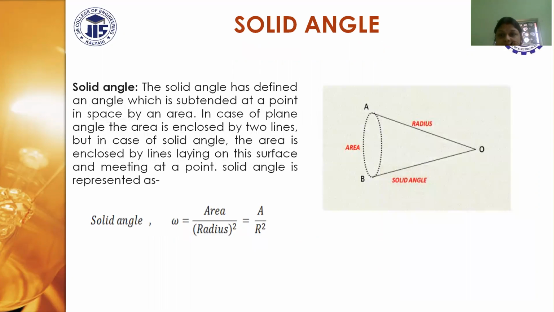Next, solid angle. The solid angle is defined as an angle which is subtended at a point in space by an area. In case of plane angle, the area is enclosed by two lines, but in case of solid angle, the area is enclosed by lines lying on the surface and meeting at a point. Solid angle is represented as omega. So omega equals area by radius square, that means A by R square.